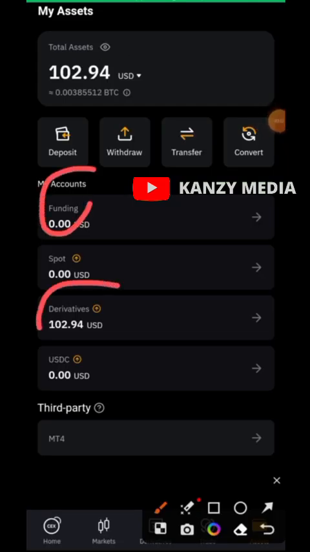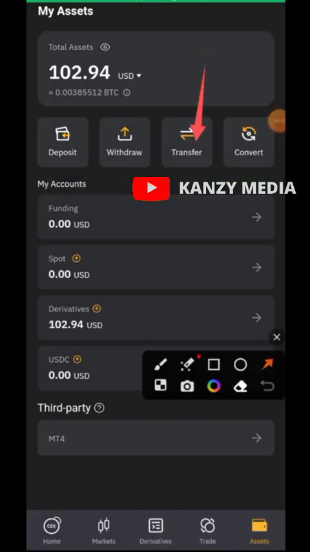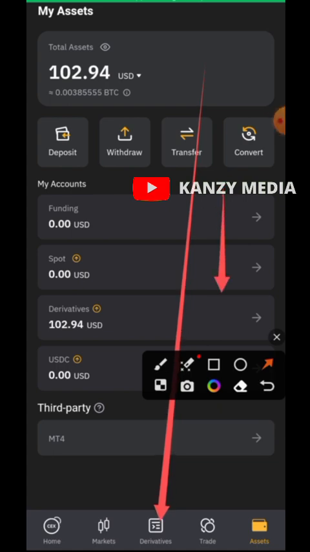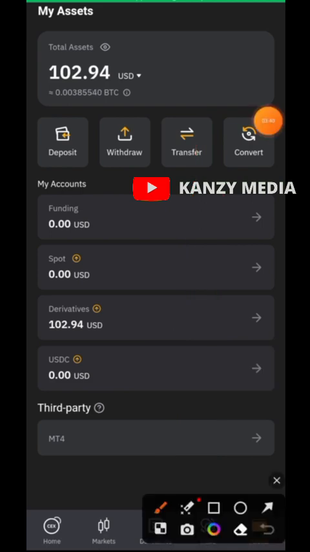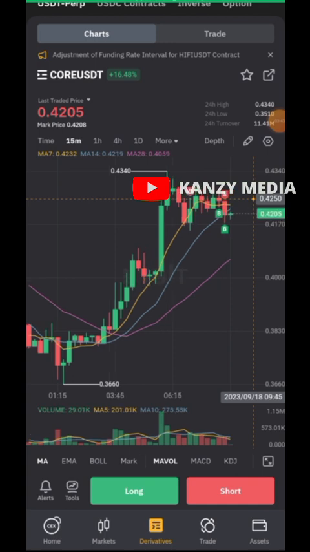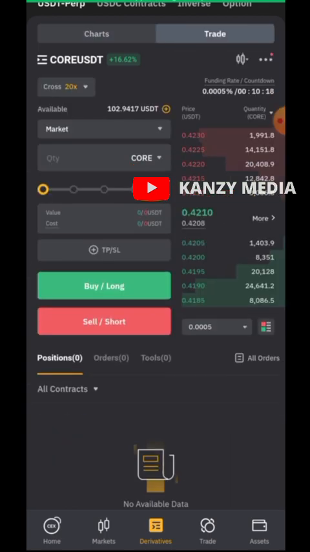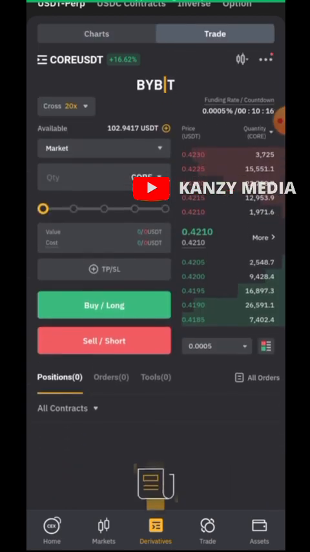To trade now we have to enter into futures trading, which is derivative, and for spot trading we go to trading on Bybit. But for the sake of this video we are trading on futures, which is derivative. Once we are at derivative, here is our dashboard. So now we are going to go get our signal.